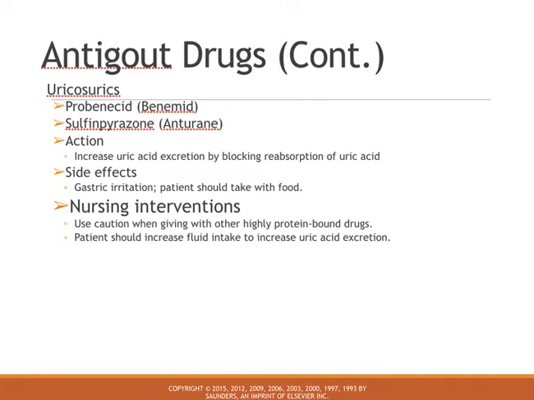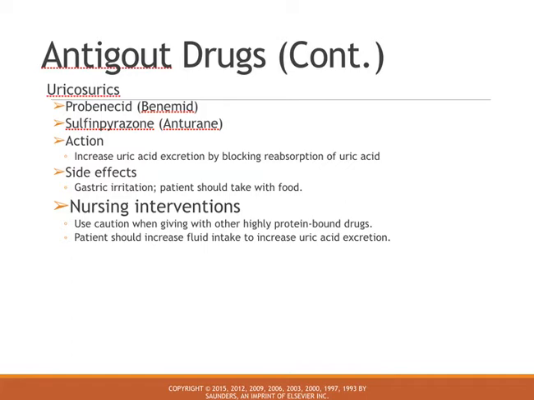This one is highly protein binding, so you want to be careful when you give it with other highly protein binding drugs. And as I've mentioned a couple of times, we want to increase that fluid intake because that helps get rid of the uric acid through excretion.